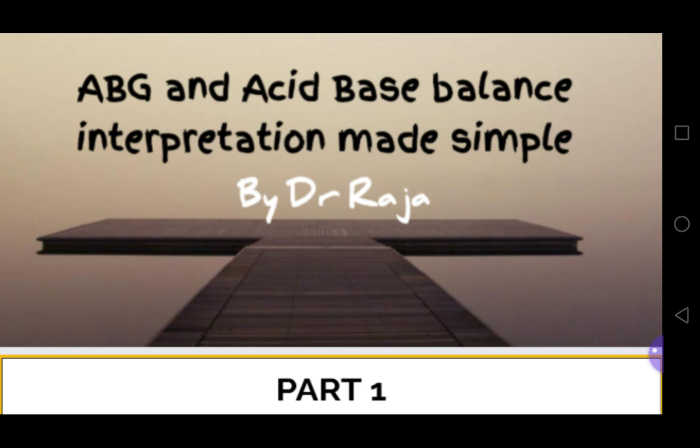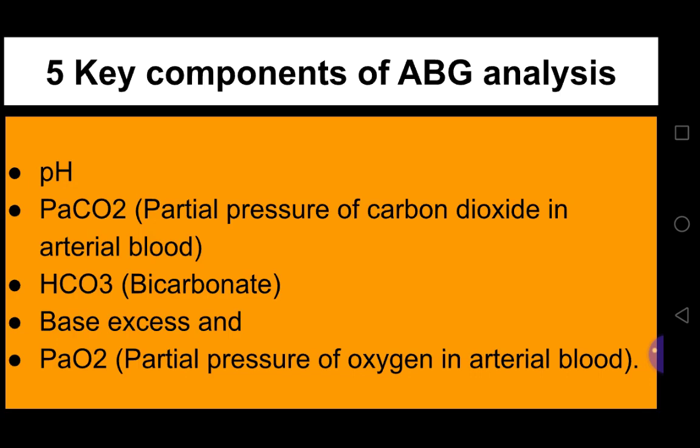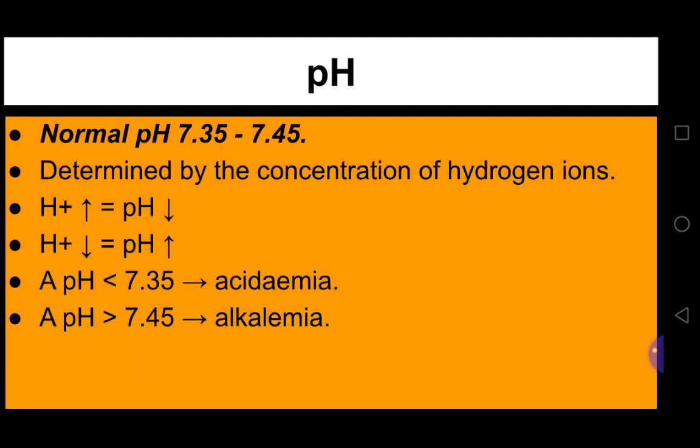Let's get started. When we do arterial blood gas analysis, there are 5 key components which we have to look for. These components are pH, PaCO2, which is partial pressure of carbon dioxide in arterial blood. Third one is bicarbonate. Then we see base excess. And the fifth component is PaO2 or partial pressure of oxygen in arterial blood. Now coming to details of these components.